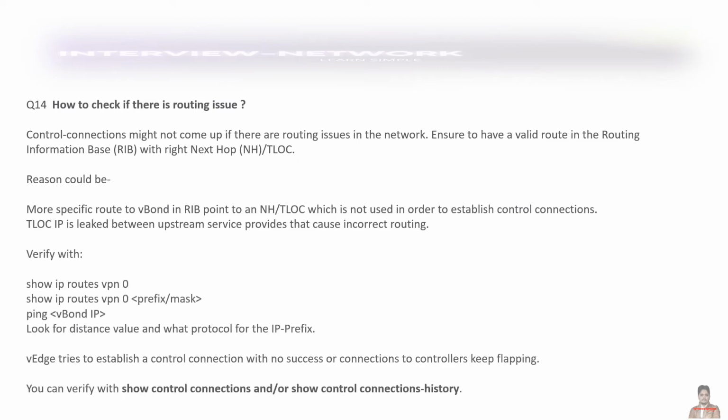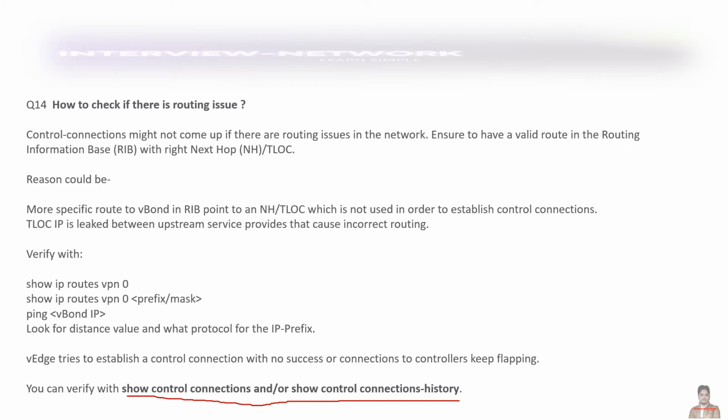The best command that I suggest is show control connections or show control connection history. This is one of the best commands of SD-WAN that will give you exactly what is happening in the box under the error code, and you will figure out what the problem is and where you have to focus to restore the services.